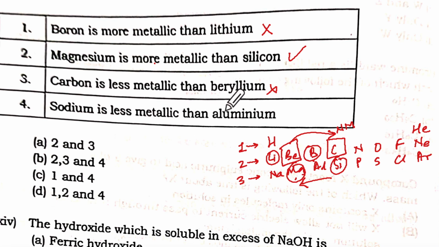Sodium is less metallic than aluminium. Less metallic. So one minute, what did I say? Oh, less metallic. Sorry. Less metallic means more non-metallic. So this is correct. And sodium is less metallic than aluminium. Sodium is here. Aluminium is here. So this side, if we go, it will be more metallic. If I go this side, it will be more non-metallic. So sodium is more metallic. They are saying less metallic. So correct option is 2 and 3.